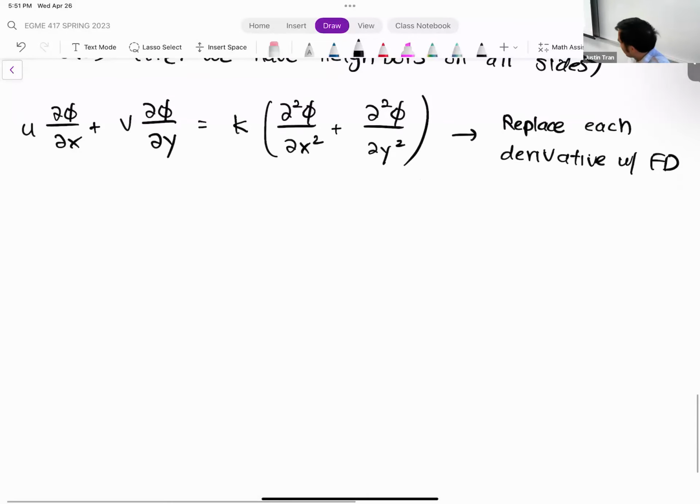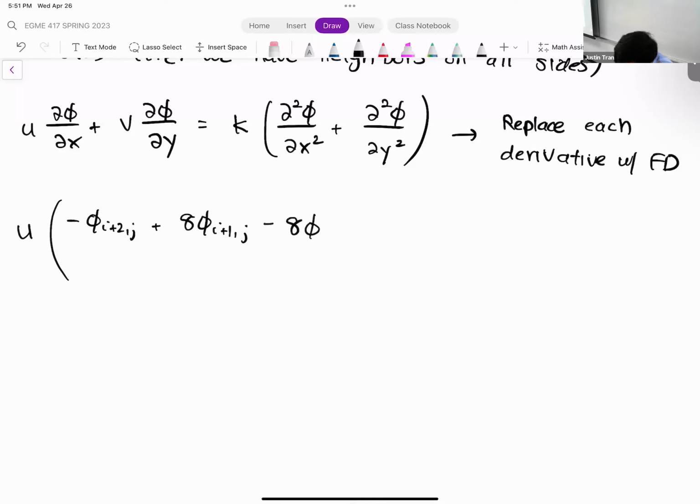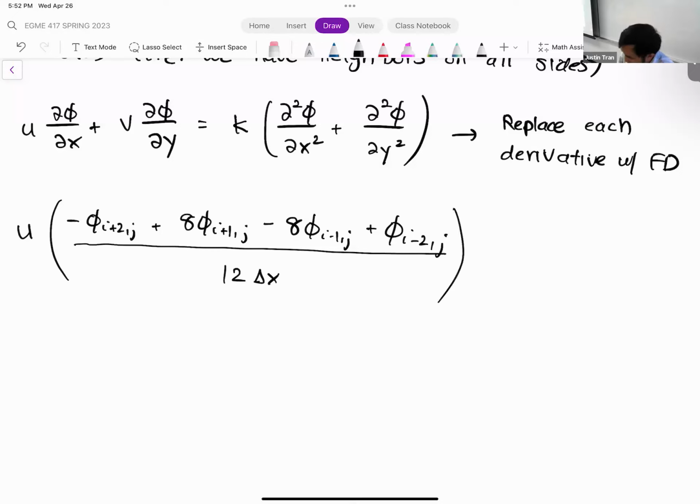So let's start with the convection term. So we have u partial phi partial x, right? And remember, we're going to use a fourth order scheme for this. So we're going to say u multiplied by minus phi i plus 2 comma j plus 8 phi i plus 1 comma j minus 8 phi i minus 1 comma j plus phi i minus 2 comma j, all divided by 12 delta x.